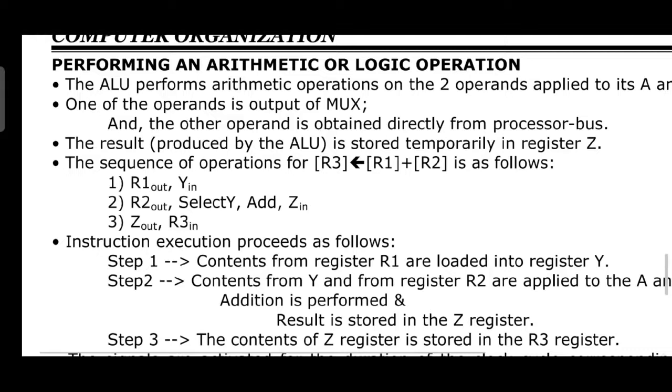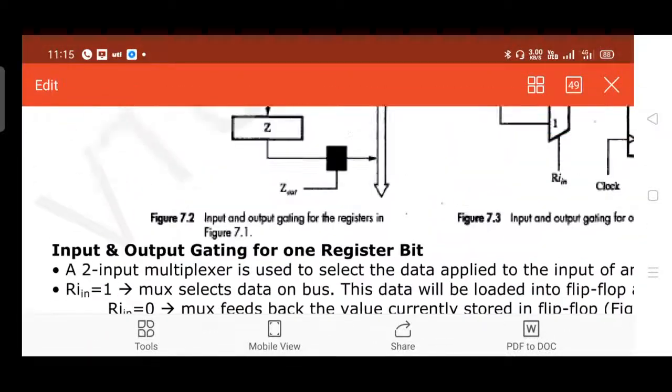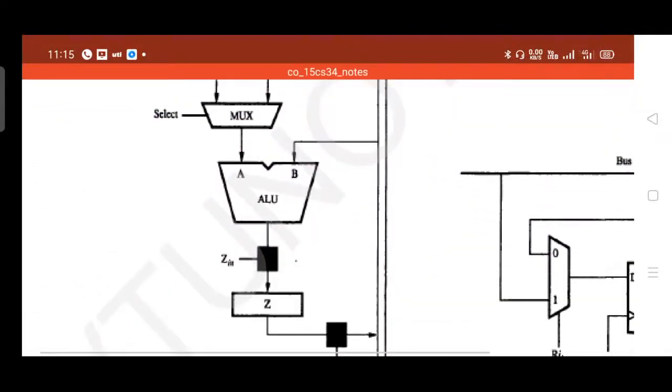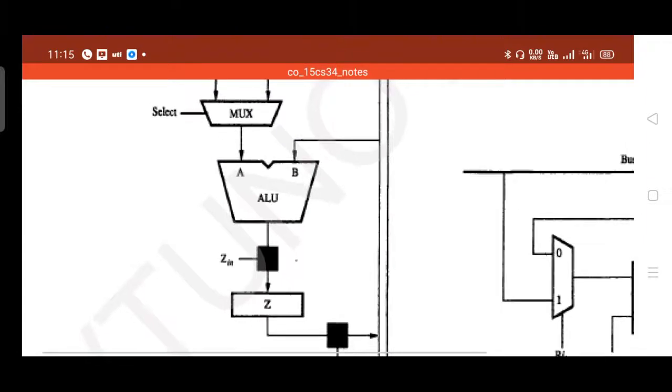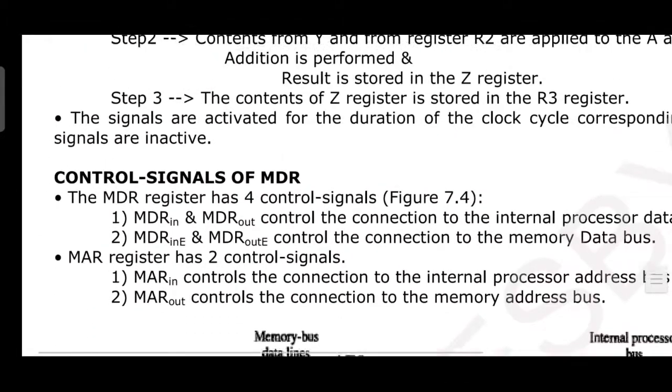The result produced by the ALU is temporarily stored in register Z. If you see the diagram again, you will come to know. See, the result from the ALU will be transferred onto Z. Right?